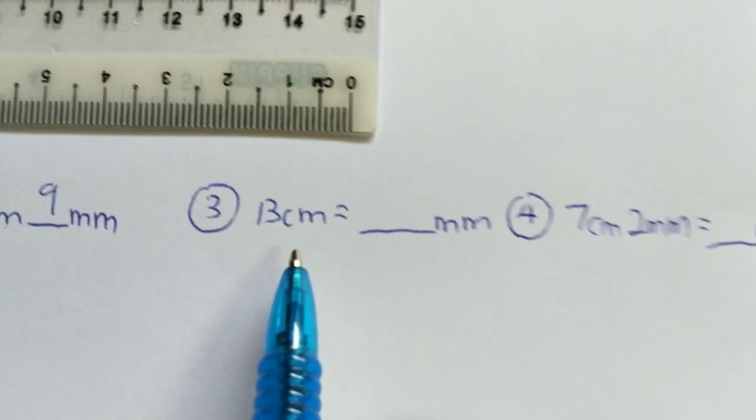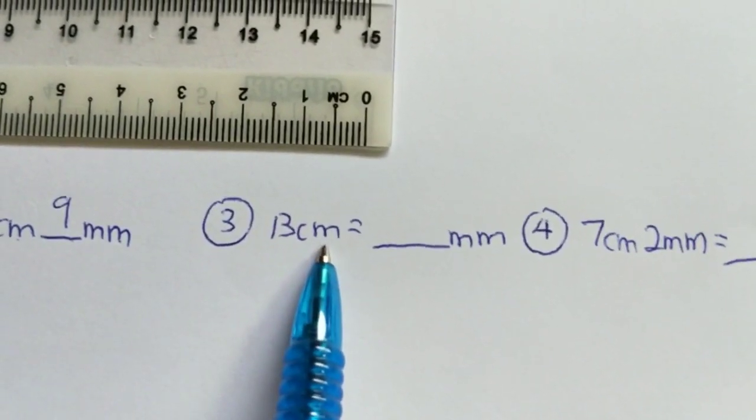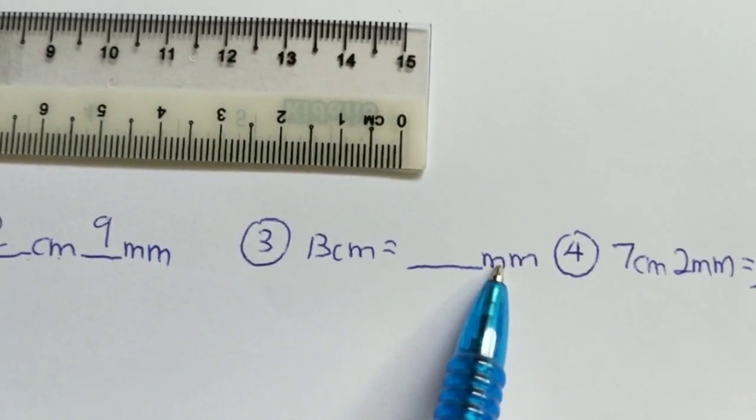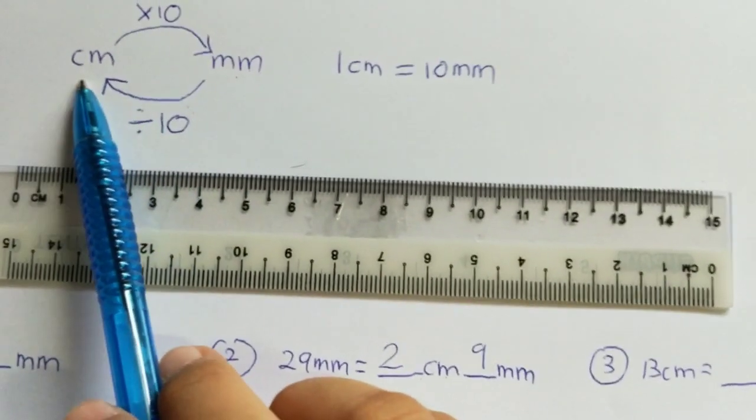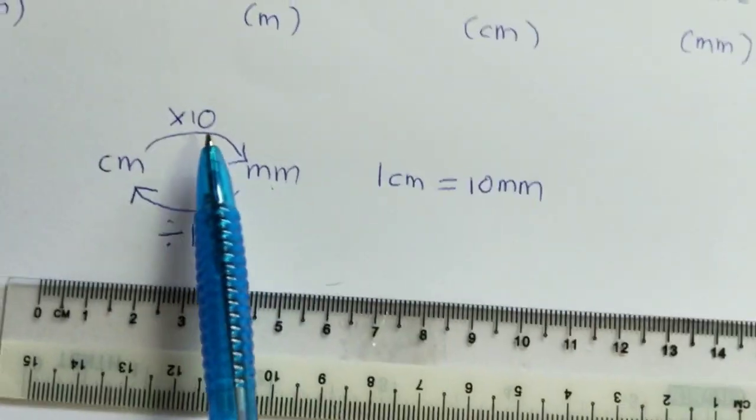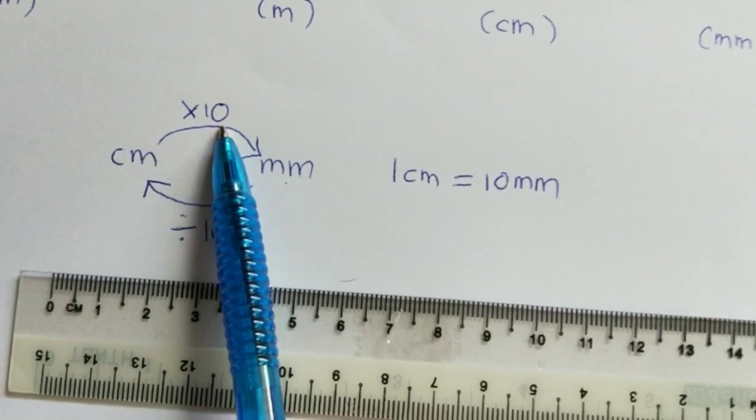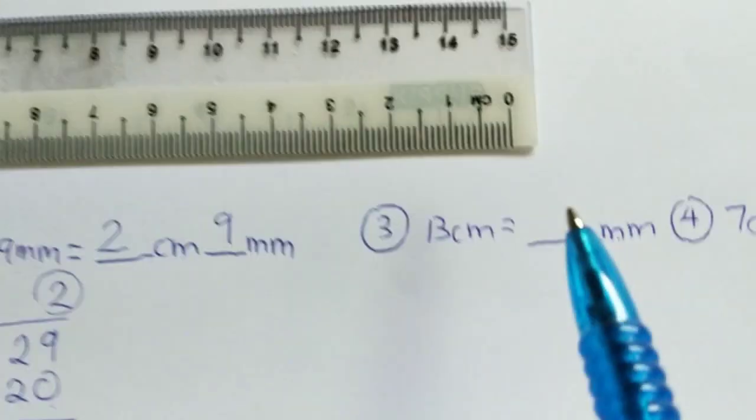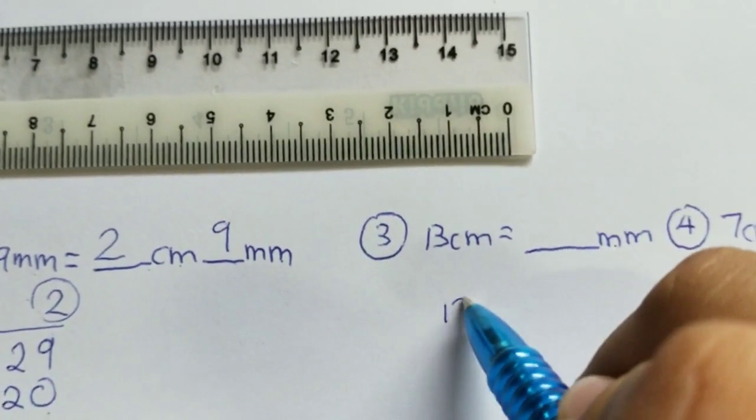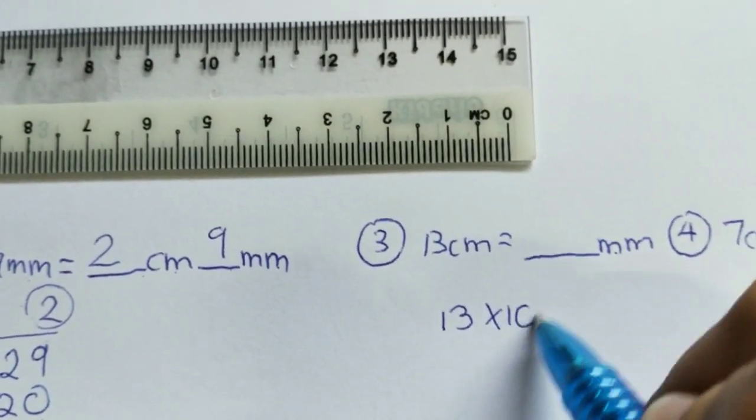Next, the third question. Let's look at this. This one, you need to convert 13 centimeter into millimeter. And then, look at the formula again. Centimeter to millimeter, what do you need to do? You need to multiply the number by 10. Okay? So here, 13 centimeter, you multiply by 10.